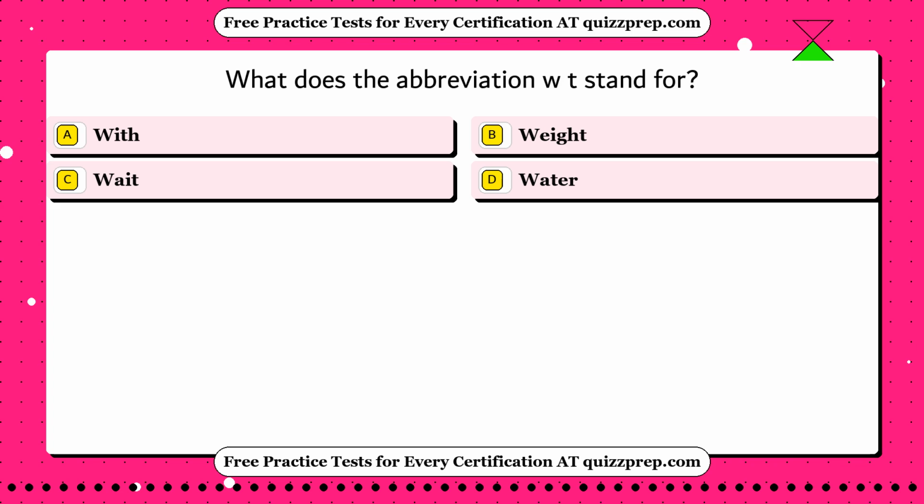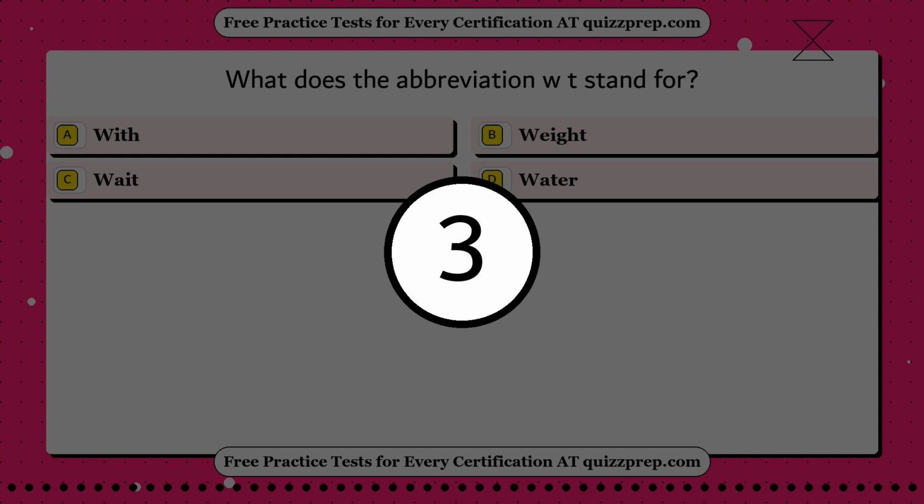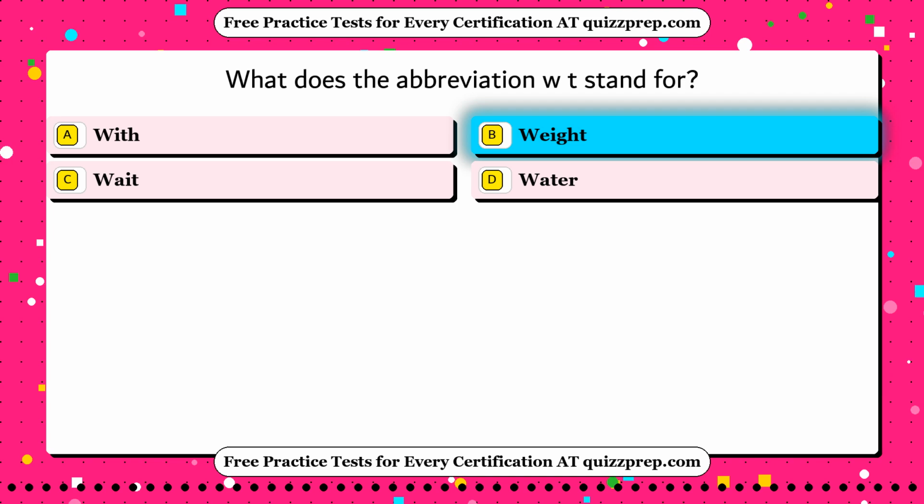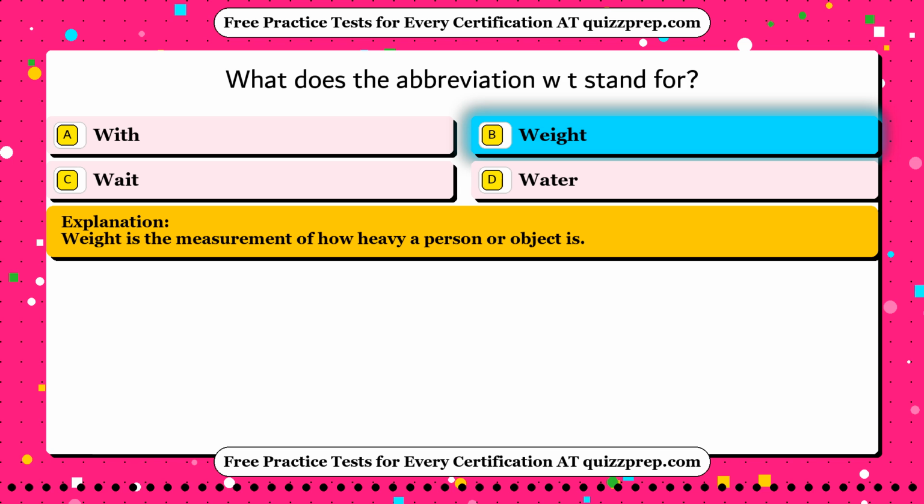Question 129. What does the abbreviation WT stand for? Option A, with. Option B, weight. Option C, weight. Option D, water. The correct answer is option B, weight. Weight is the measurement of how heavy a person or object is.